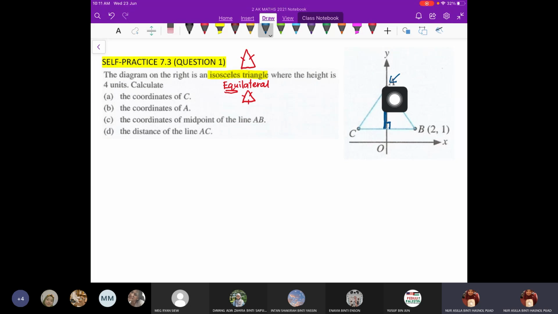Okay, bukannya AC ataupun AB. That is not the height. Height must be from the vertex to the base. In this case, BC ni adalah base kita. Dan forms 90 degree atau perpendicular to the base. Jadi A and then in the middle here. So this will be 4 units.